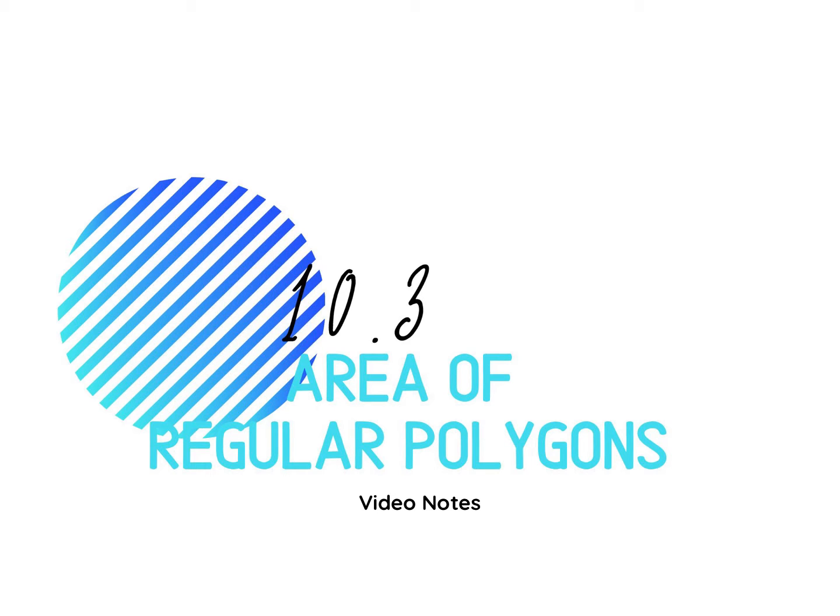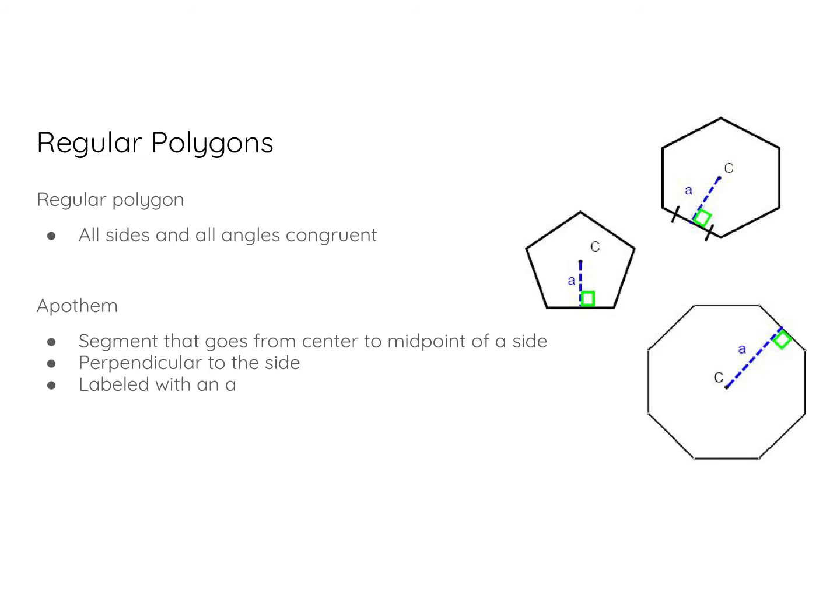All right, 10.3, we're going to talk about area of regular polygons. If you remember, a regular polygon has all sides and angles congruent. You could think of a square, that's a regular quadrilateral, right? An equilateral triangle is a regular triangle. All sides and all angles are congruent.